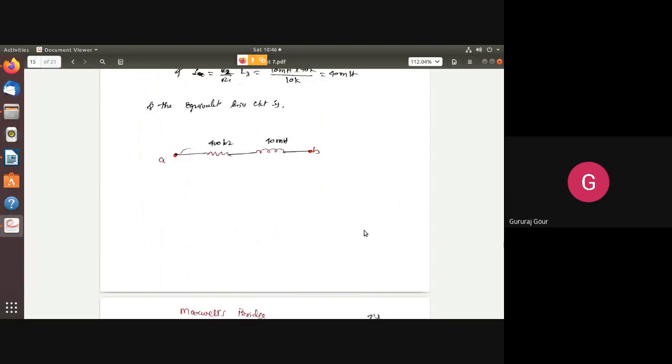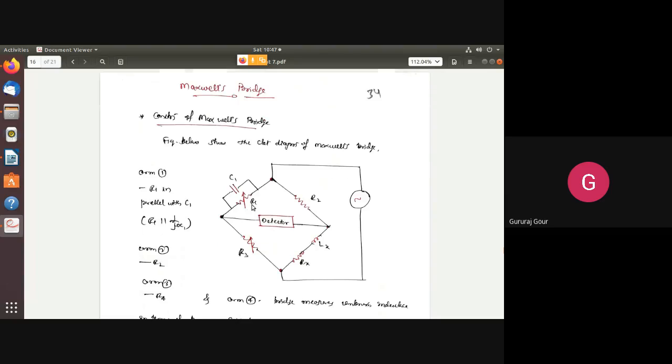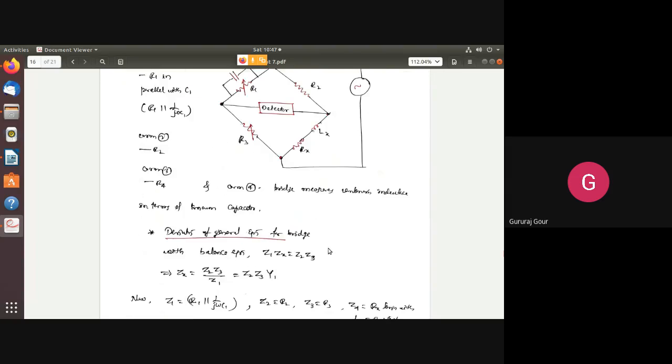So that's all. The next one is Maxwell's bridge. I'm not sure whether it is in the syllabus or not, but we'll cover that also. Maxwell's bridge. Here the first arm is a complex one, variable R1 connected in parallel with C1. Z2 is going to be R2. Z3 is going to be variable R3, and Z4 is going to be Rx and Lx.